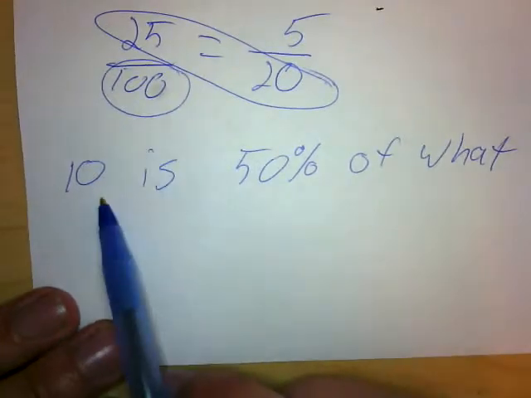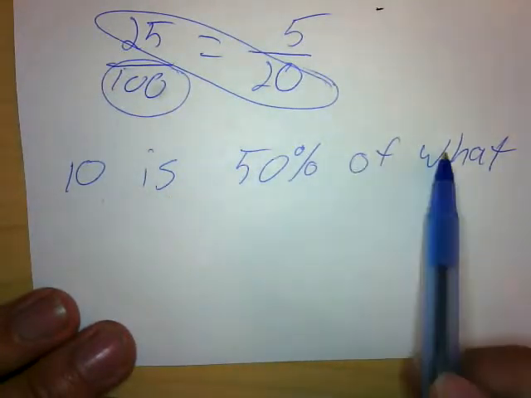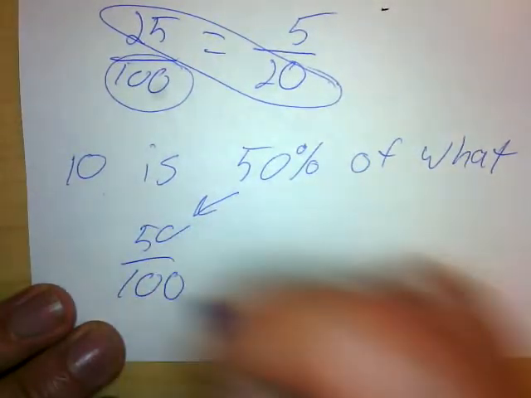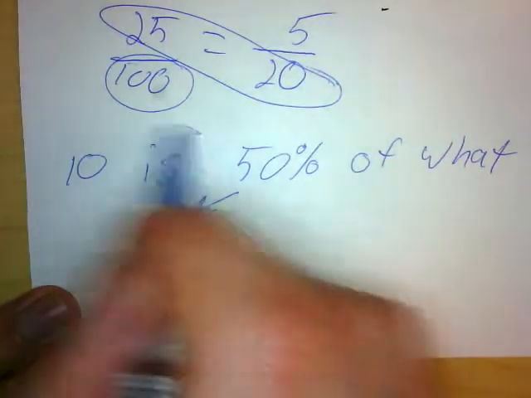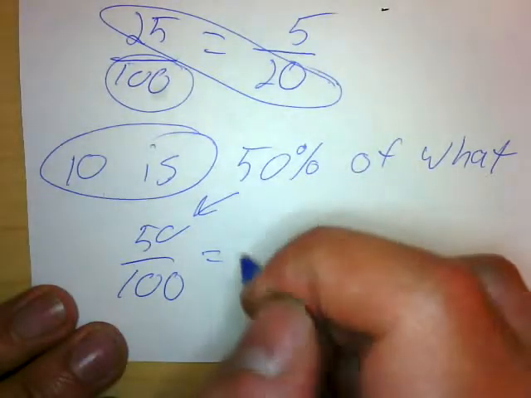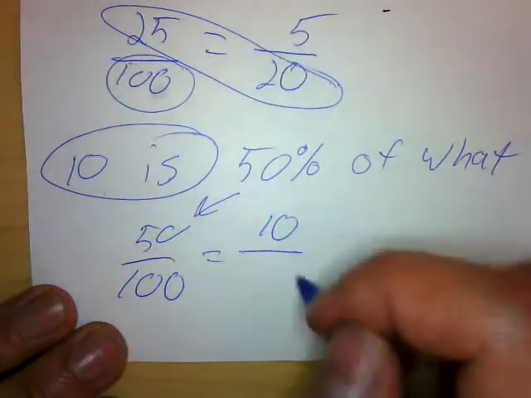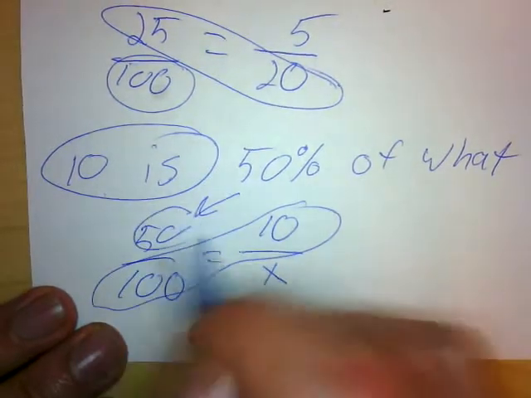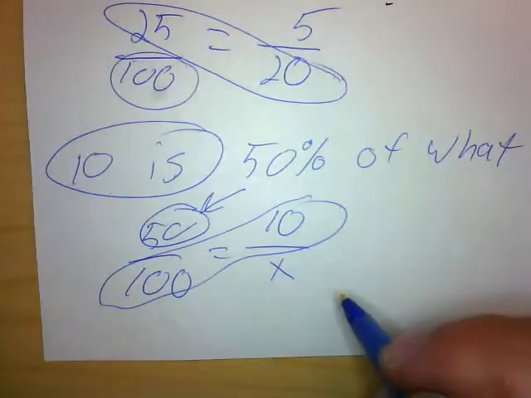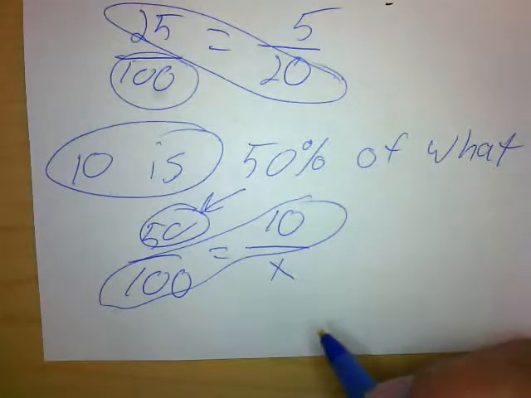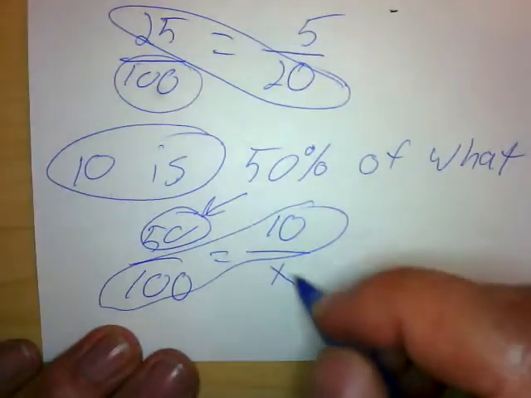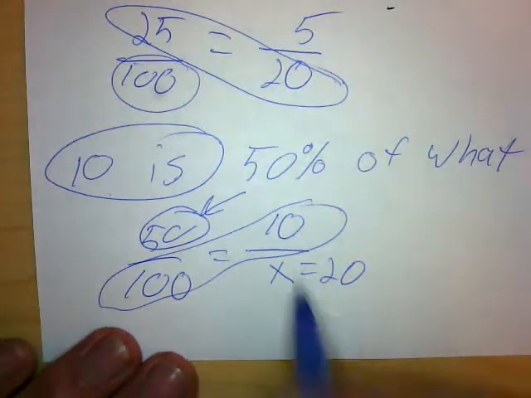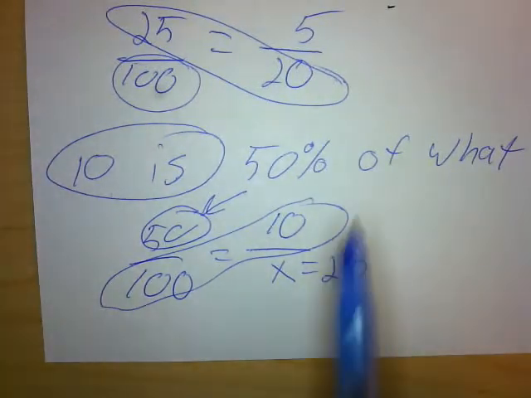Last one. 10 is 50% of what? Well, we know percent is always written over 100, so 50 over 100, that's easy. And 10 is, remember, is over of. So because 10 goes on top, we don't know what goes on the bottom, so I'm going to put a variable. So we cross multiply and then divide. And we come up with 20. 10 is 50% of 20. Clearly, this is mental math, but I just wanted to show you the process.